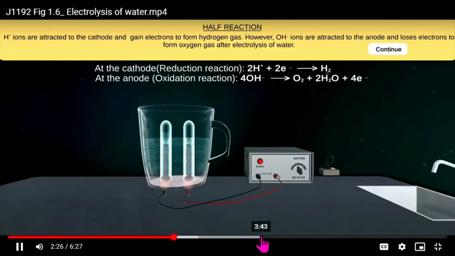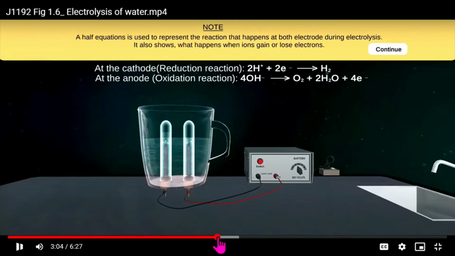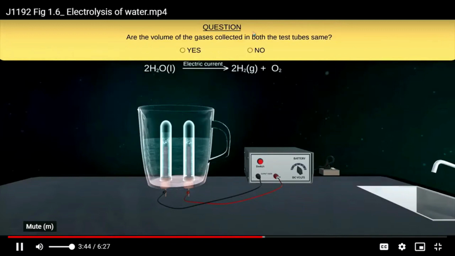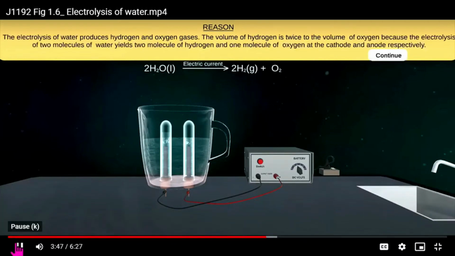So I will move fast here. Hydrogen ions are attracted to the cathode and gain electrons to form hydrogen gas. Electrolysis of water involves a reduction reaction at the cathode and oxidation at the anode. Correct answer. Now in this learning teaching material, assessment is given in between, so that the student can move towards the right path of learning, right conceptual understanding.